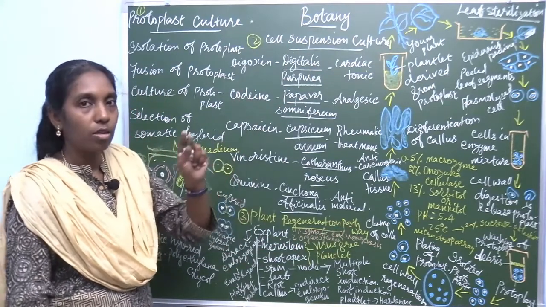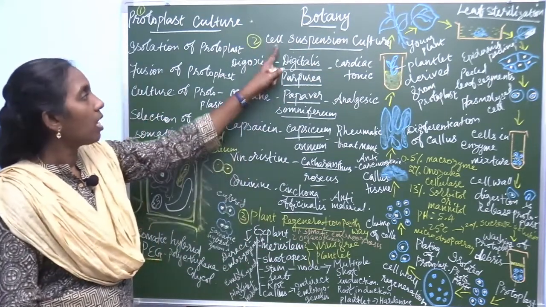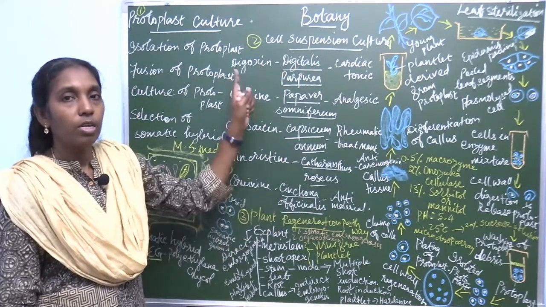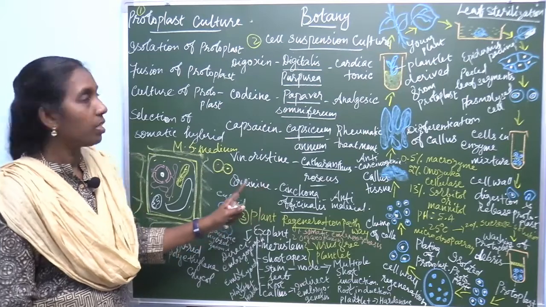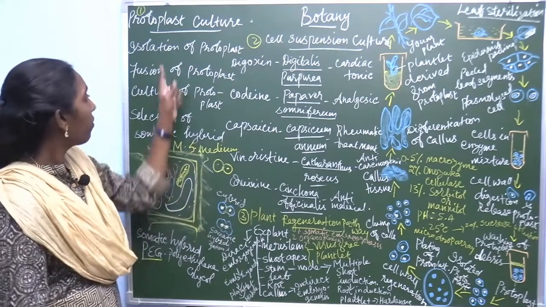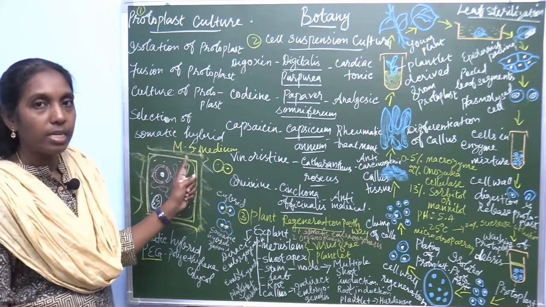So the second question you are going to learn today is cell suspension culture. This is only the example. First you learn what cell suspension culture is. Next, protoplast culture: there are 4 steps involved in protoplast culture.